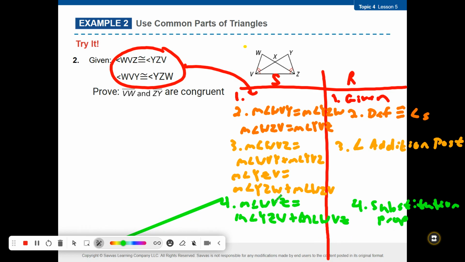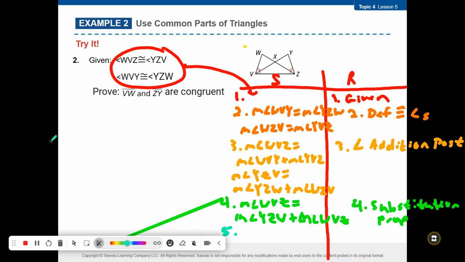But this is the substitution property. Now, if we look, WVZ, I pretty much replaced this, right here. And now this matches this. Did you guys see that? Okay. So that means, let me just scoot this over. I'm not a fan of this slider. Part 5 is going to be that this angle now equals this angle.